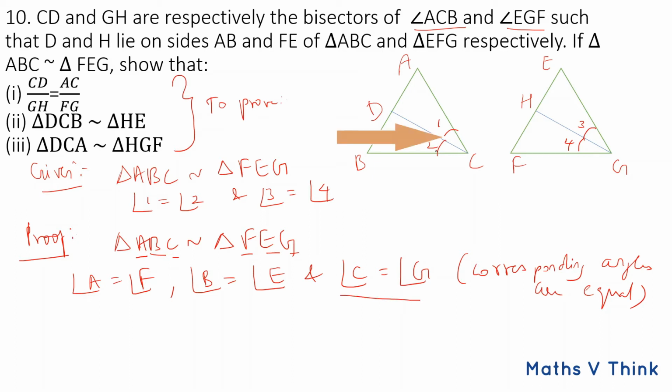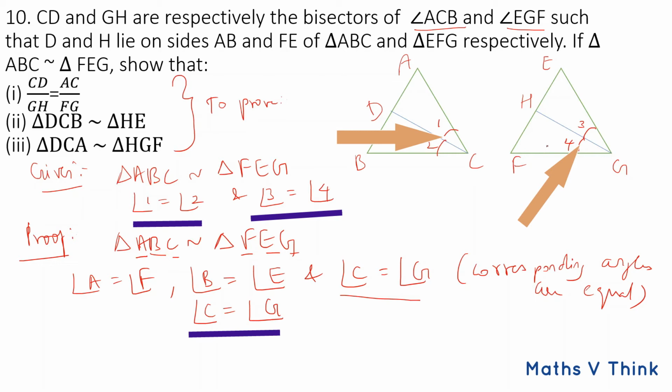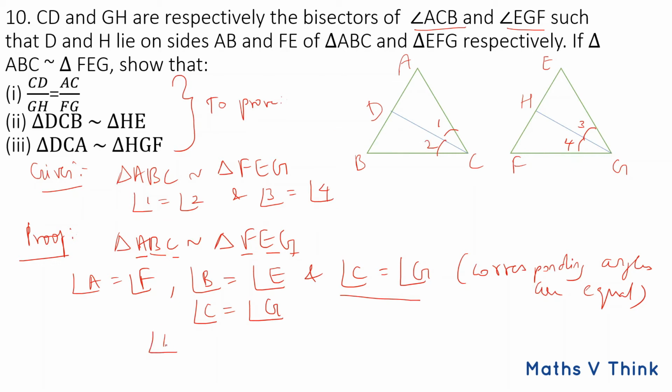Now I got to know that angle C is equal to angle G, nothing but this angle is equal to this angle. I know the angle bisectors are also equal: 1 is equal to 2 and 3 is equal to 4, and this is also equal to this. So can I tell all the angles are equal? Angle 1 is equal to angle 2 is equal to angle 3 is equal to angle 4. So let this be 1 and this be 2.